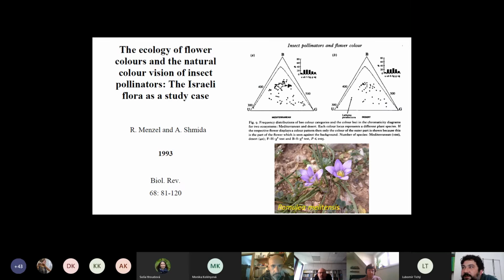We found an explanation in this paper of Menzel and Shmida, who analyzed the color vision of insect pollinators in Israel in two ecosystems, Mediterranean and desert. And they found that the color vision of the insects is mainly UV, blue and green, which corresponds to our human vision of purplish. That probably means that in the Mediterranean the frequency of species with purplish flowers is higher because they have more chance to be pollinated by, in this case, Hymenoptera. And this is a very nice topic to study, I think.